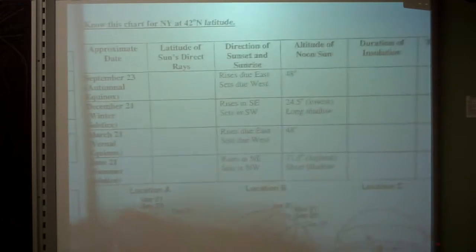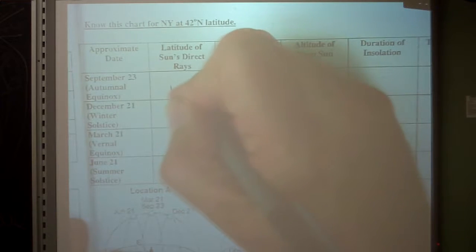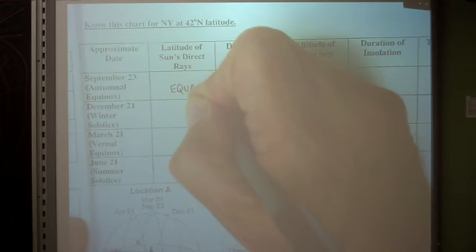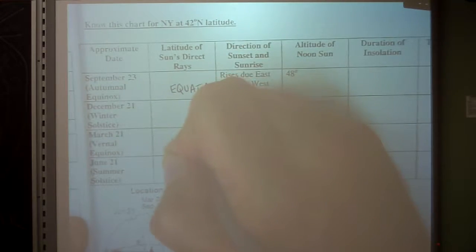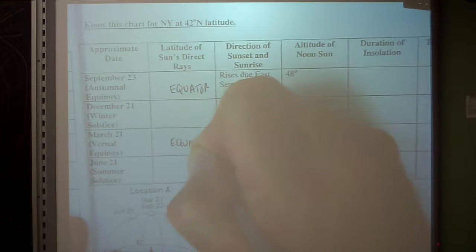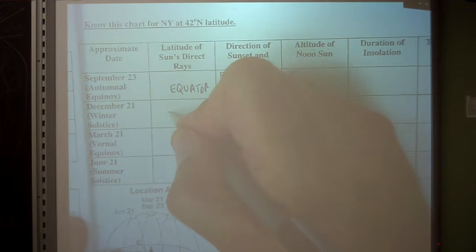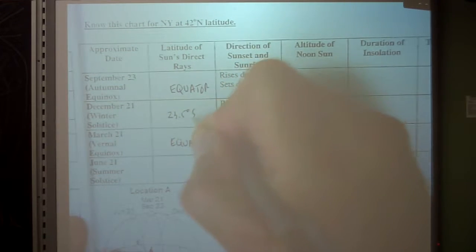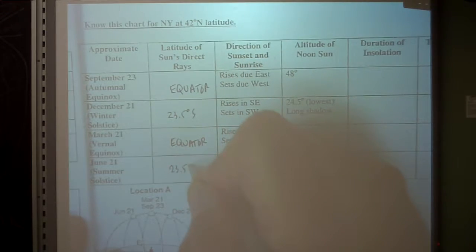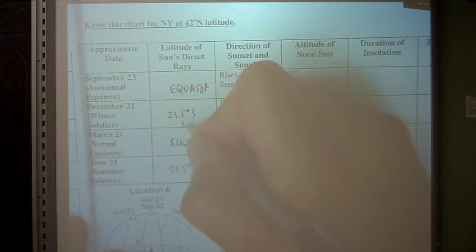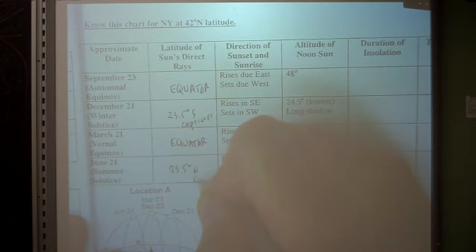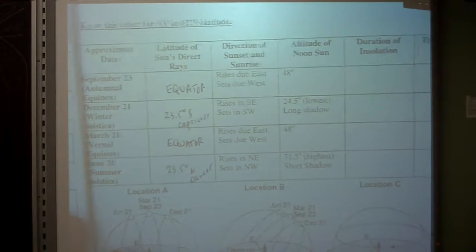The direct rays of the sun on these days are over the equator for the equinoxes. And then December 21st, it's at 23.5 degrees south and then 23.5 degrees north. This is Capricorn, and this is Cancer. Okay.